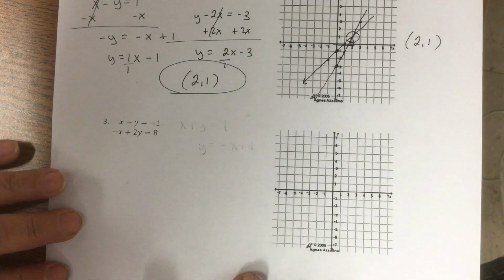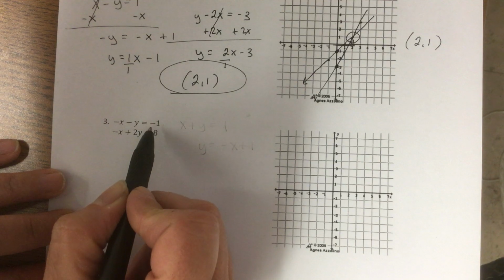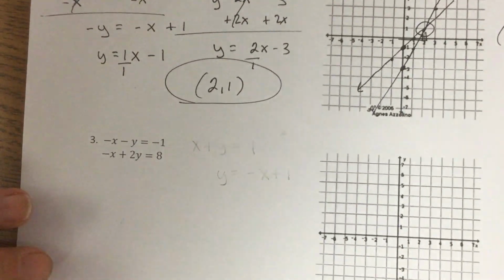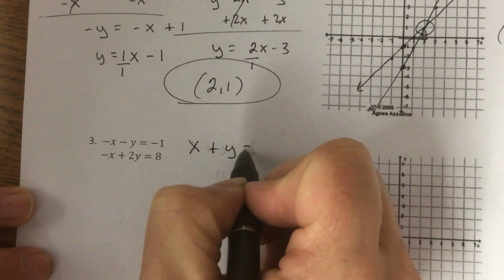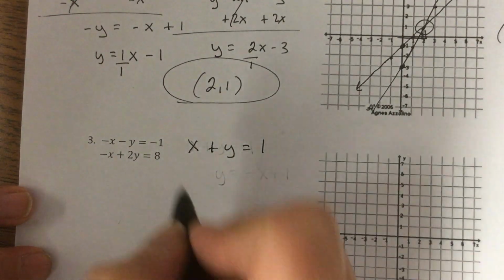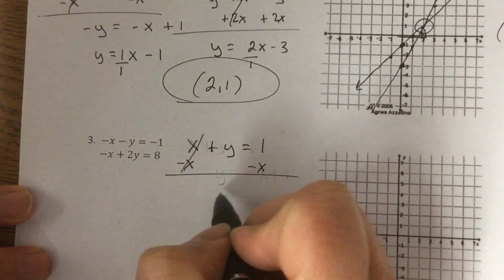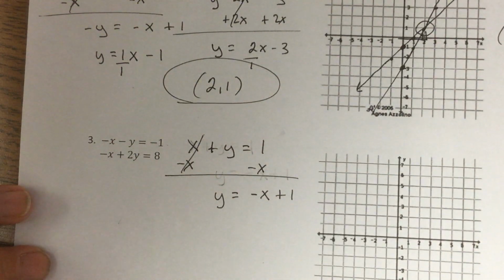Okay, so this one, we want to get the y alone, and everything is negative, so I'm going to divide by a negative 1 to begin with. So that's going to give me a positive x plus y is equal to a positive 1. And now I'm going to subtract x from both sides, so that gives me y equals negative x plus 1.